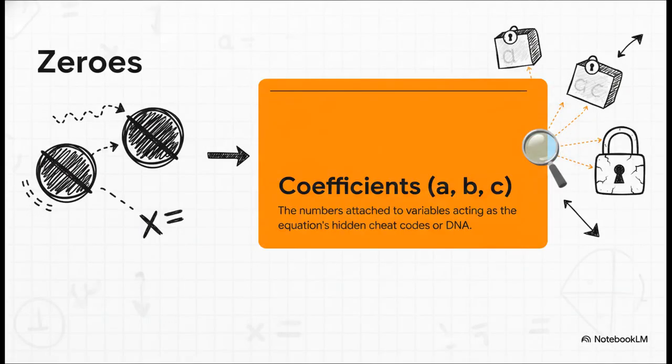All right, let's meet our primary suspects. On one hand, we've got our zeros, which we call alpha and beta. Now, these are simply the solutions to our equation. You know, the exact values of x that make the whole thing equal exactly 0. On the other hand, we have our coefficients. These are the numbers sitting right in front of our variables, usually labeled a, b, and c. These coefficients, they are the equation's hidden cheat codes. Our mission today is to prove this undeniable, absolutely bulletproof relationship between the zeros we dig up and those a, b, and c cheat codes that were sitting right there all along.